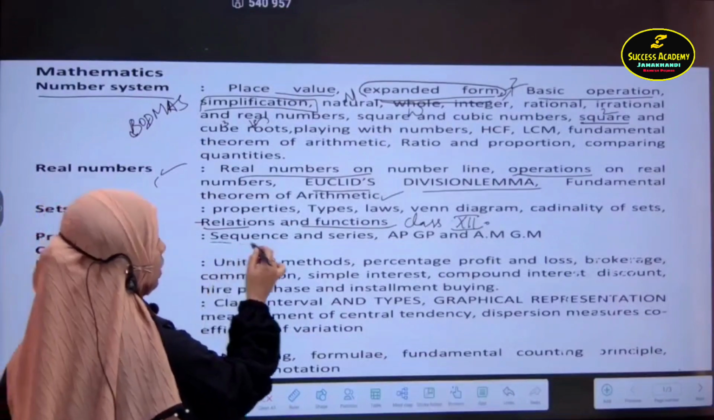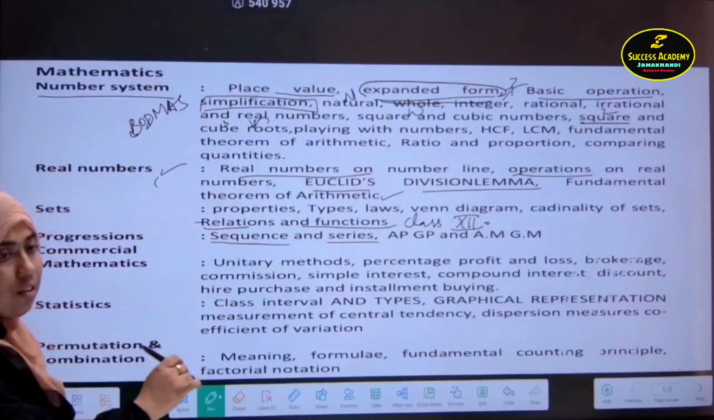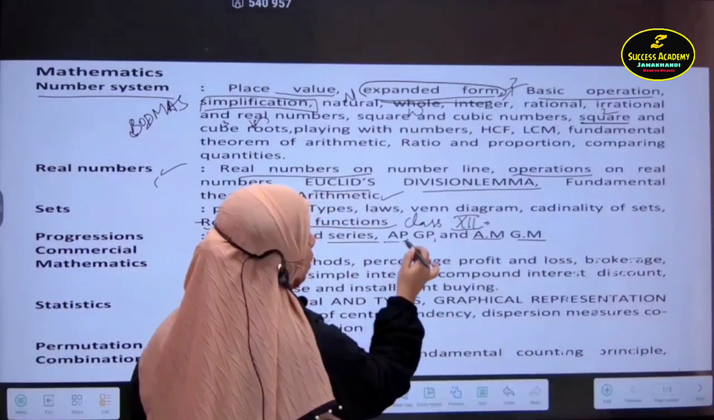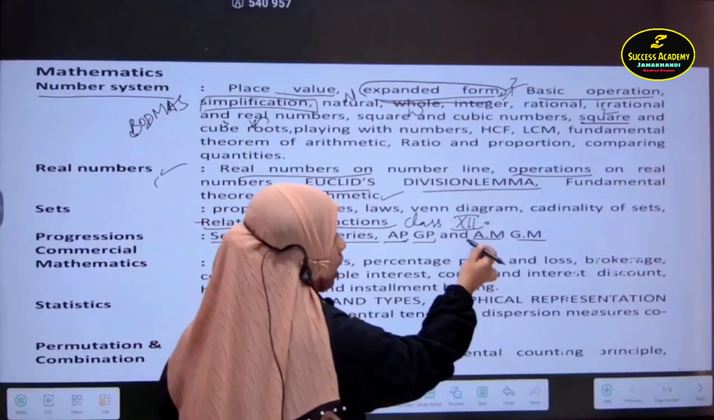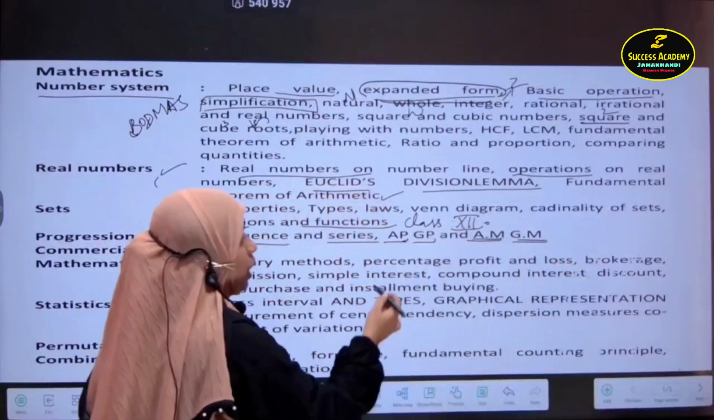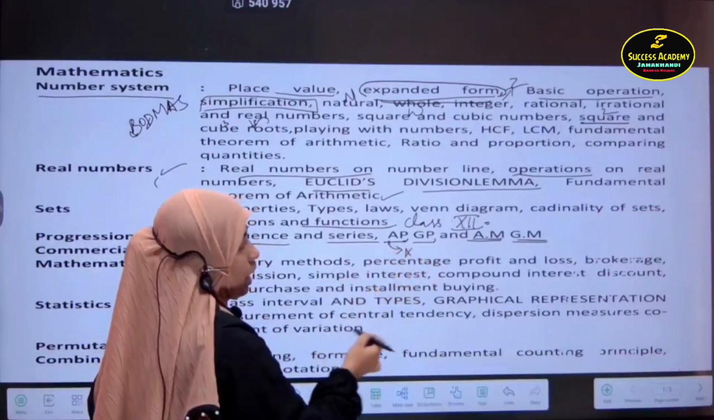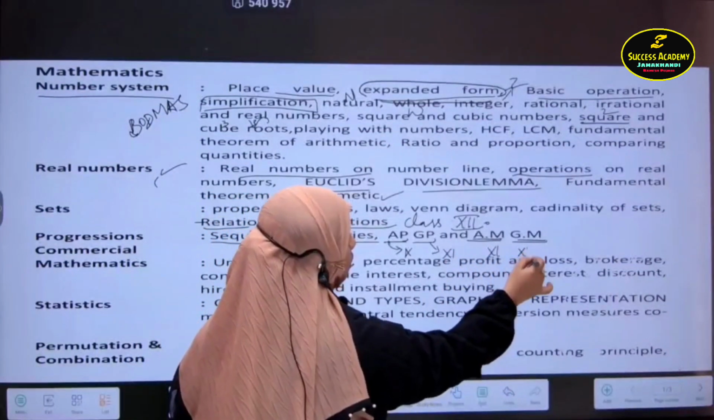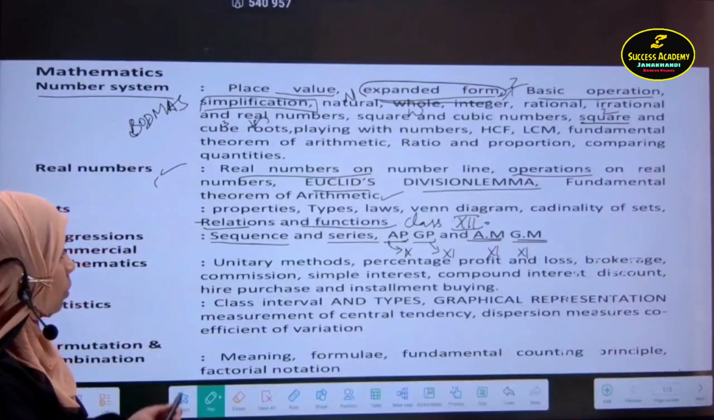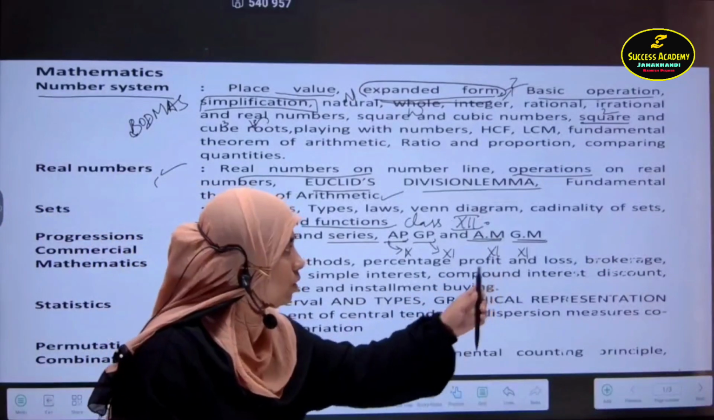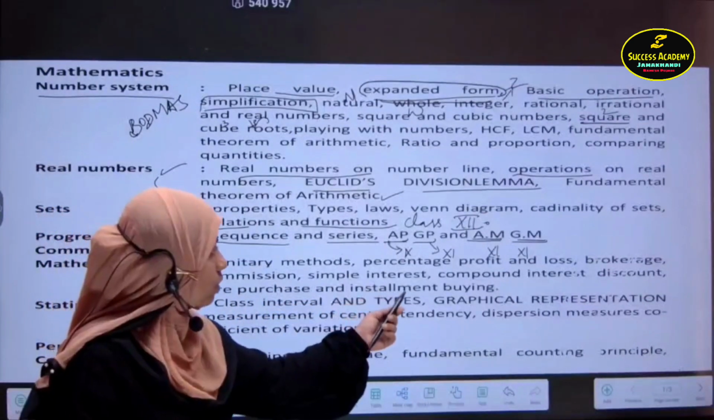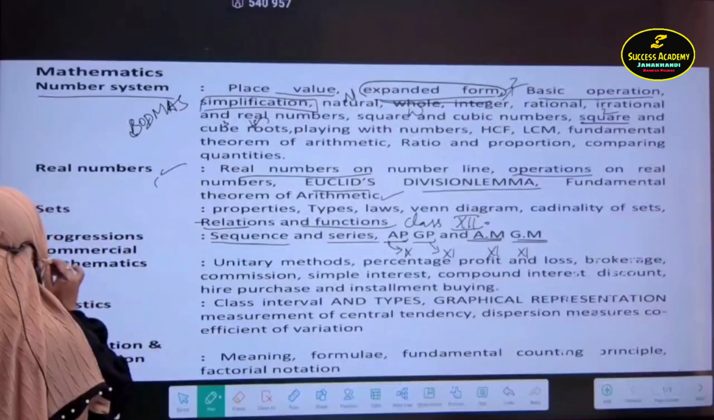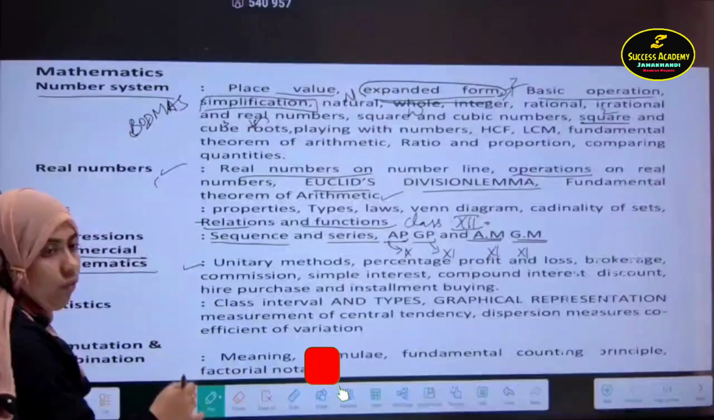Sequence and series: you can see it in class 10th as well as class 11th. AP, GP, AM and GM, that is arithmetic progression, geometric progression, arithmetic mean and geometric mean. AP you will find in class 10th, and GP and also AM and GM you will find in class 11th. Then unitary method, percentage, profit and loss, brokerage, commission, simple interest, compound interest, discount, hire purchase and installment buying. This is all commercial mathematics related to profit and loss.